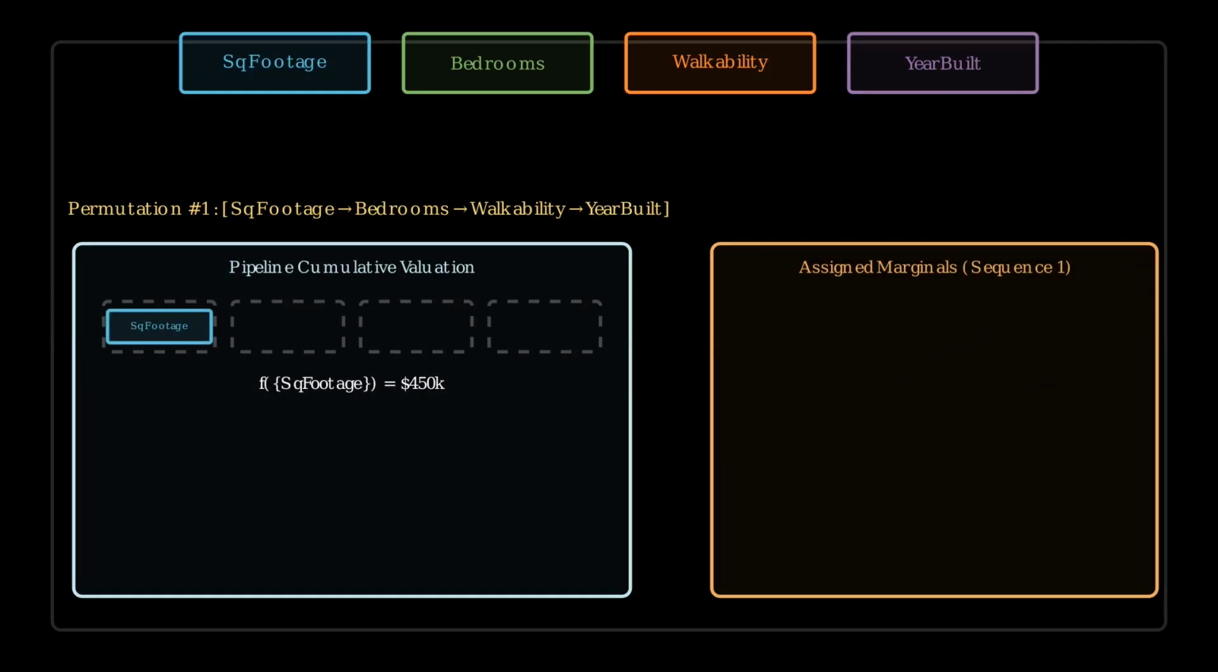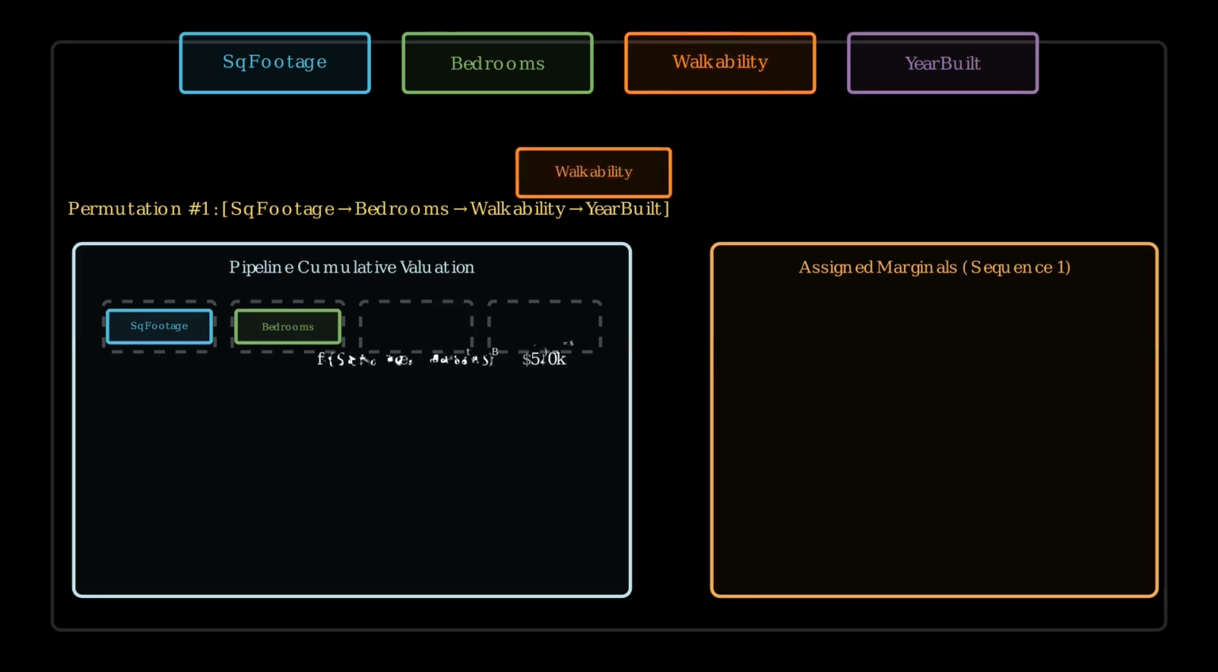In sequence 1, square footage is added first to the baseline asset profile. The model valuation leaps up by $150,000. Next, the number of bedrooms joins the mix. Because we already established that the house has significant square footage, adding more rooms is highly viable, increasing price by $60,000. Walkability score enters third, tacking on $30,000 to the valuation.